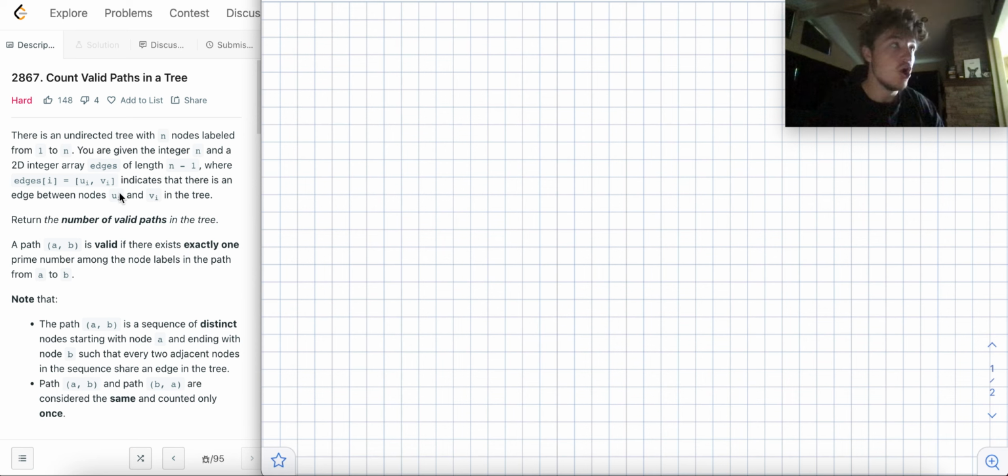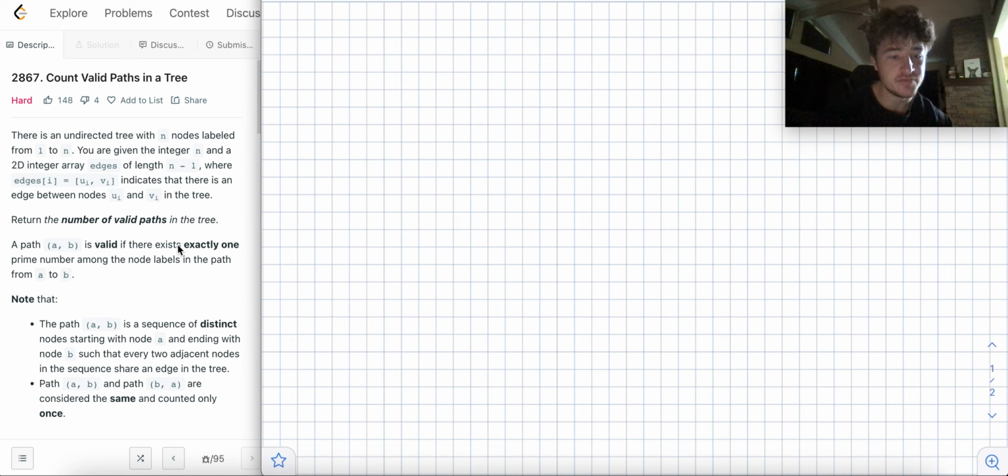So you're given the number of nodes, n, and then you're given the edges that connect the nodes. The links between the nodes indicate that there's an edge between ui and vi in the tree. Return the number of valid paths in the tree. A path (a, b) is valid if there exists exactly one prime number among the node labels in the path from a to b.